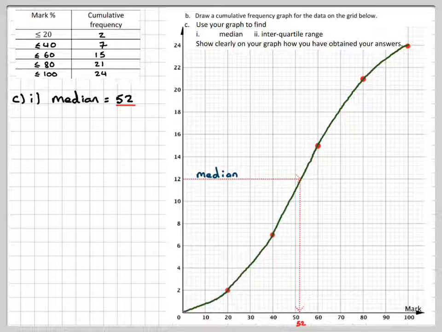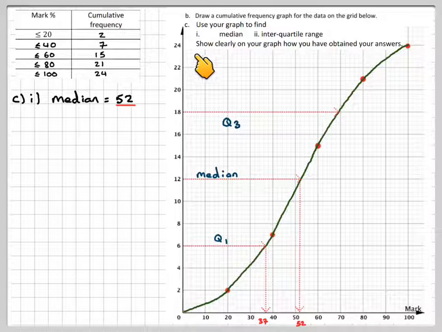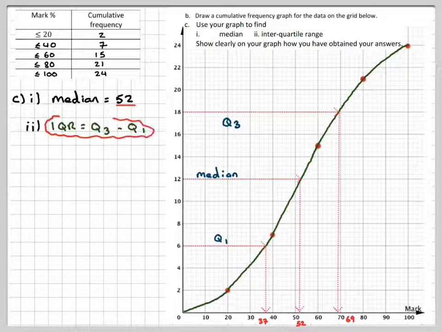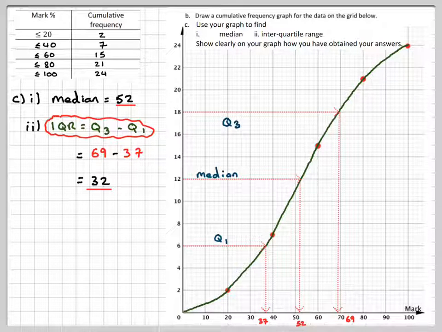For the interquartile range, we want halfway between the median and 0. So it's going to be 6. We call that Q1. And then Q1 will be 37 when we read off. And then we're also going to need Q3, which is halfway between 12 and 24. And read off, we get 69. The interquartile range is the upper quartile, Q3, minus the lower quartile, which is Q1. So that gives me 69 minus 37, which is equal to 32.